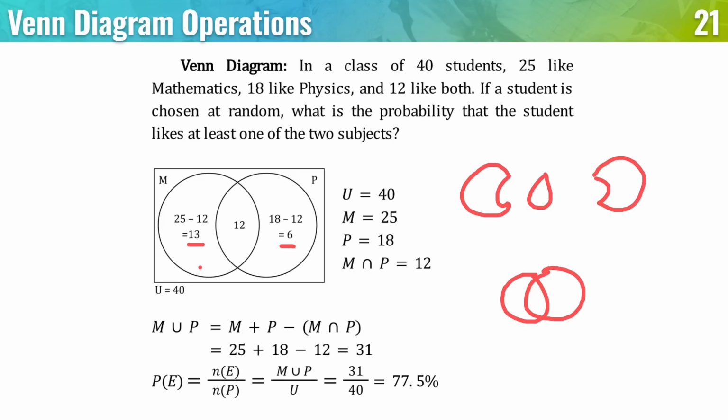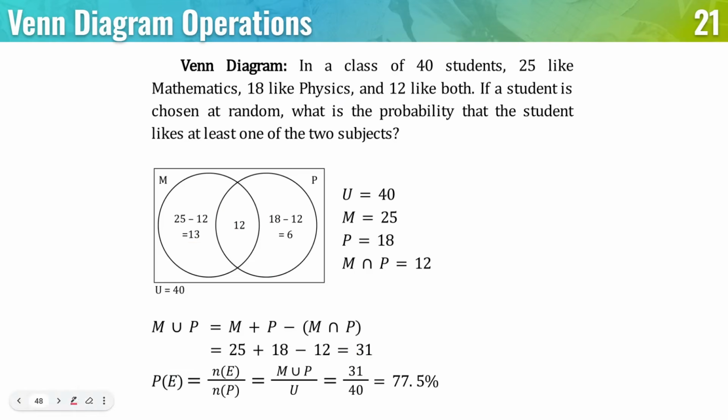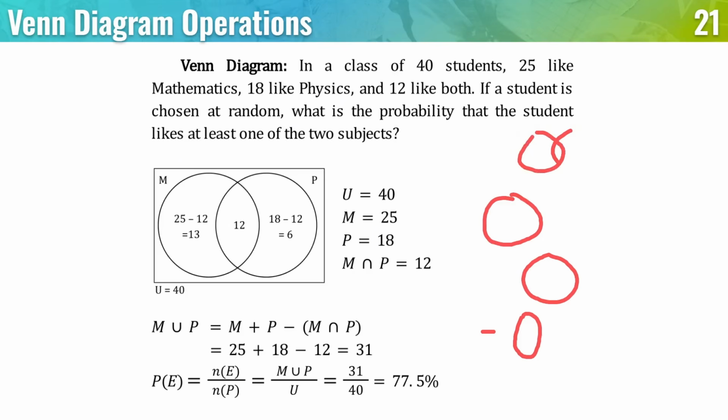So one way to do it is to add 13 plus 12 plus 6 to get 31. Another way to do it is to have M plus P minus their intersection. This effectively prevents the intersection from being counted twice in the Venn diagram. So we have 25 plus 18 minus 12. So that's also going to lead to 31.